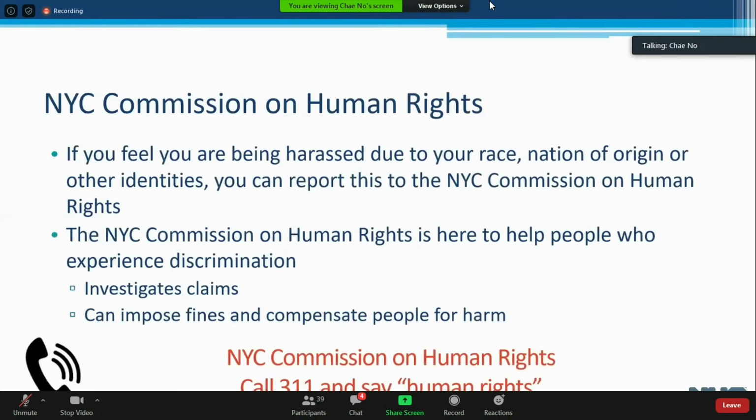And for people who may have experienced discrimination, they can call 311 and say human rights to be connected to an investigator. The Commission on Human Rights investigates claims and can impose fines and compensate people for harm.